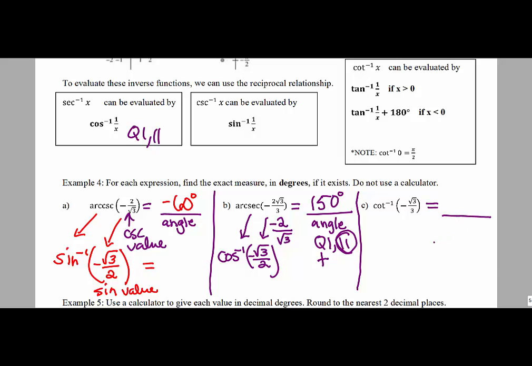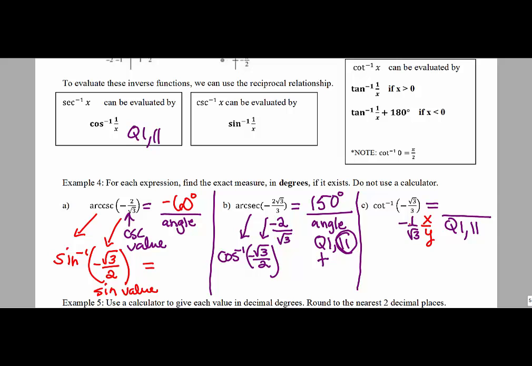Last one here, cotangent inverse of negative square root of 3 divided by 3. And for cotangent, we have to report values from quadrants 1 and 2. Just like secant and cosine, all three of those, we look in quadrants 1 and 2. And for this one, let's think about what the cotangent value is. Let's unrationalize first, so that would be negative 1 divided by the square root of 3. And remember that cotangent is x over y.